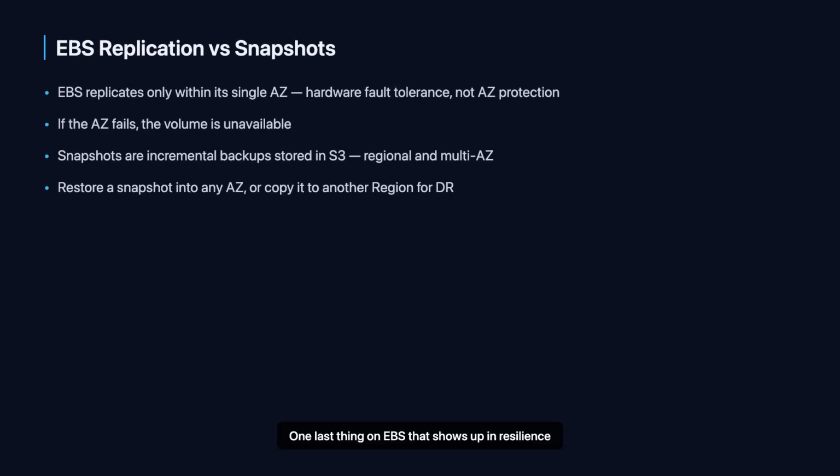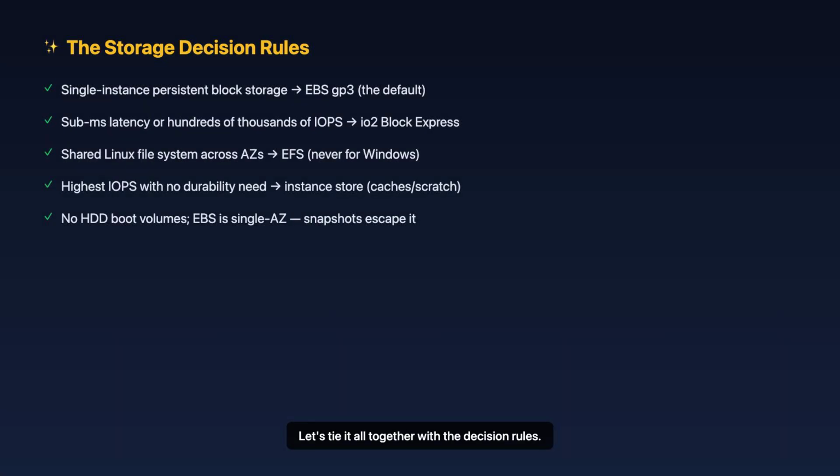One last thing on EBS that shows up in resilience questions. EBS does replicate your data, but only within its single availability zone. That's hardware fault tolerance, not zone protection. If the whole availability zone fails, that volume is simply unavailable. So how do you escape the single AZ boundary? Snapshots. EBS snapshots are incremental backups stored in S3, which is regional and spans multiple zones. From a snapshot, you can restore a volume into any zone in the region, or copy it to another region entirely for disaster recovery. EBS replication does not protect against AZ failure. Snapshots do.